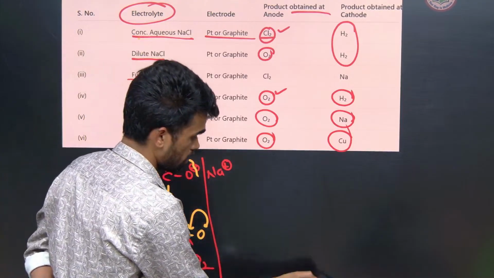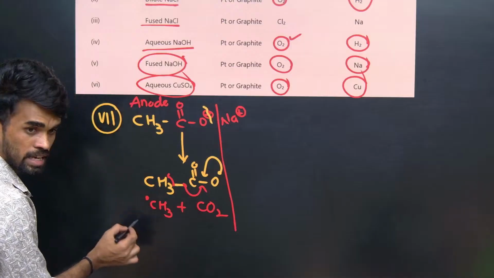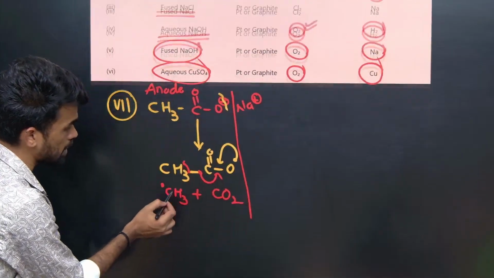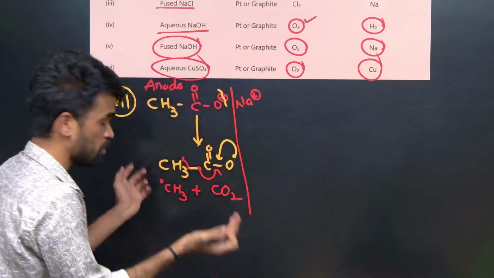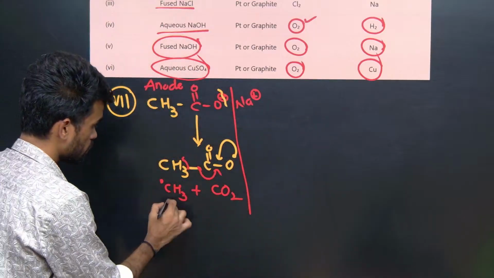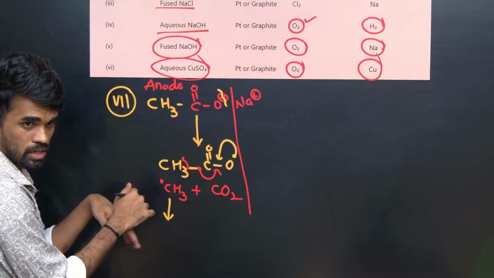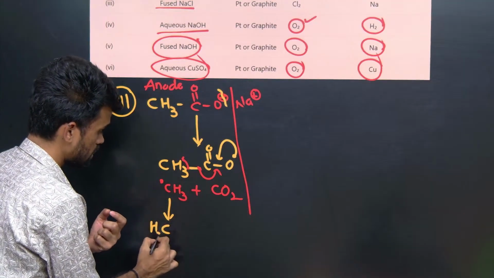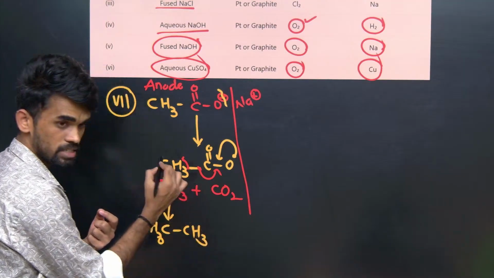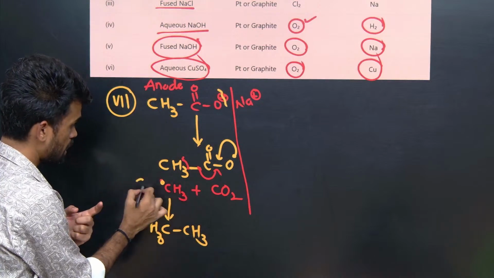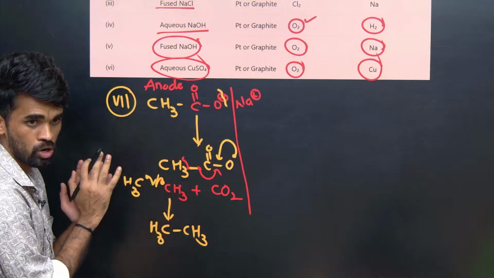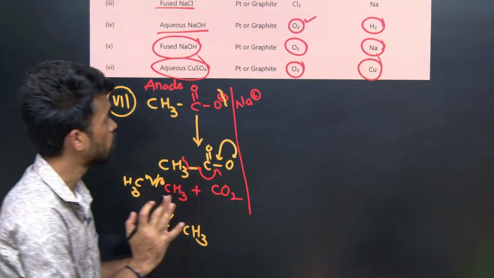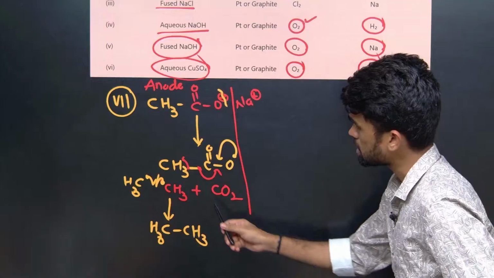Okay. So now this is the radical we have. So now these radicals, in the solution we have n number of radicals, so they themselves combine to form a dimer of it, like a couple. So we'll get CH3CH3. This radical from this carbon, another radical from another carbon will pair up and make a bond between them. They become friends now. Okay. So now what are the products formed at anode?